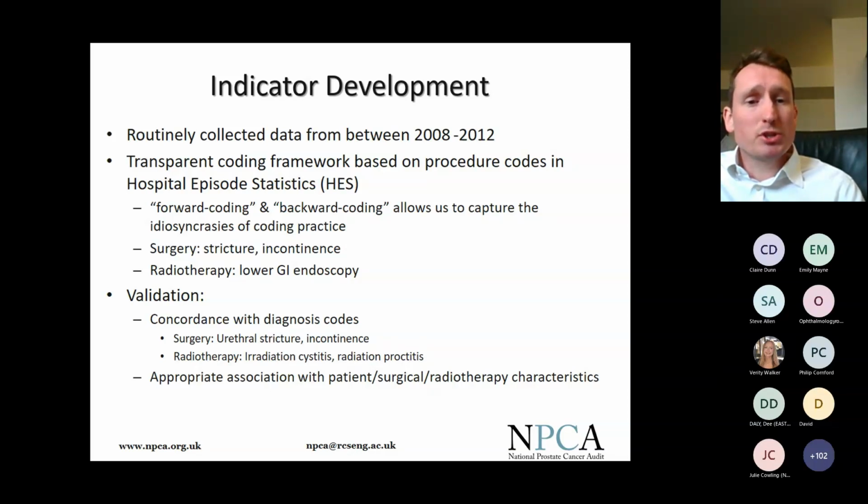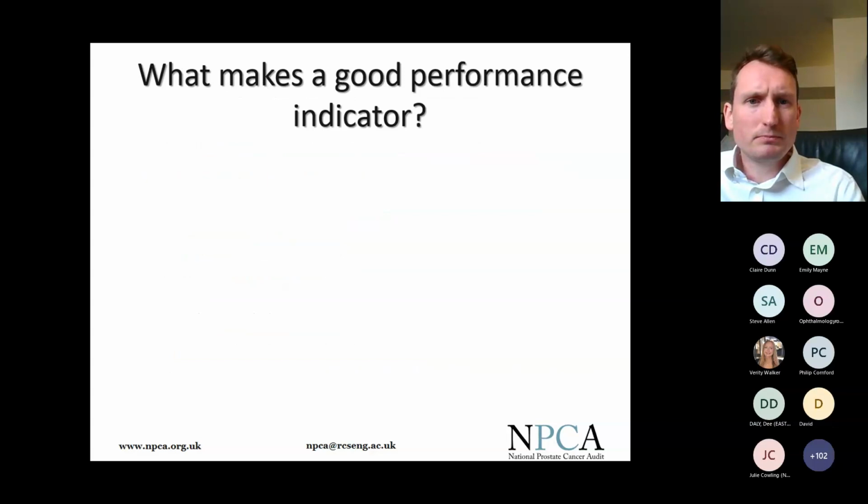Finally, we were also able to show that there was appropriate association of our indicators with specific patient, surgical and radiotherapy characteristics. An example of that is you'd expect that as patients get older, they're more likely to get complications, and that was borne out in the data when we stratified it by age. It was also the same for comorbidities, socioeconomic status, and increasing stage.